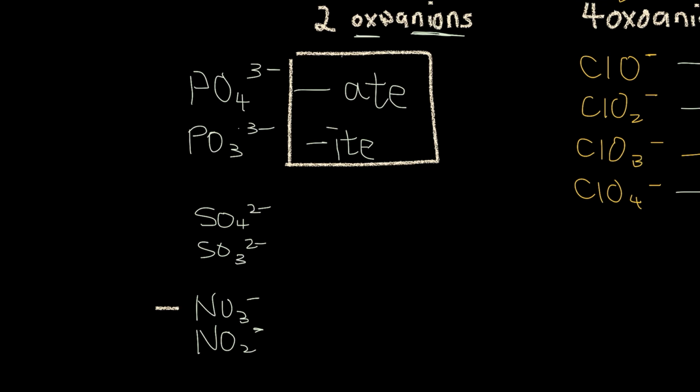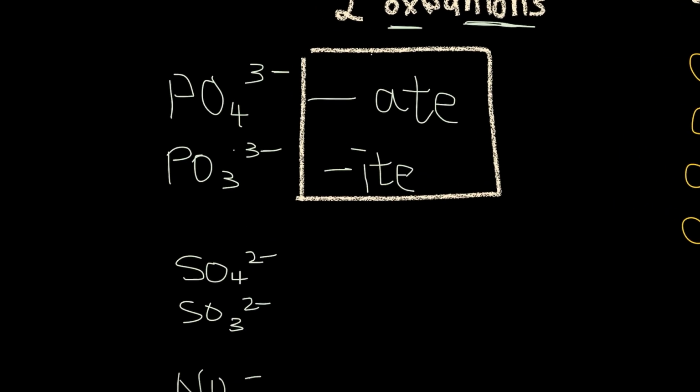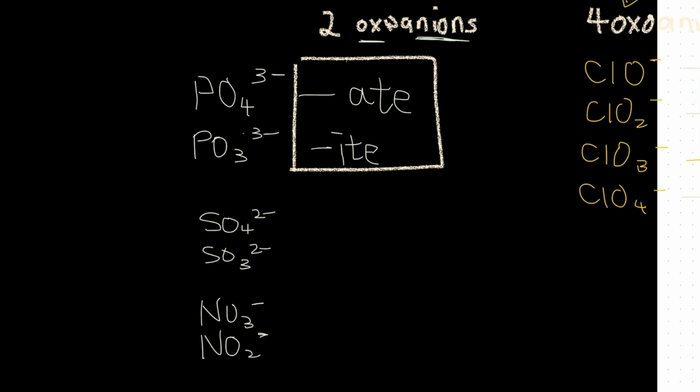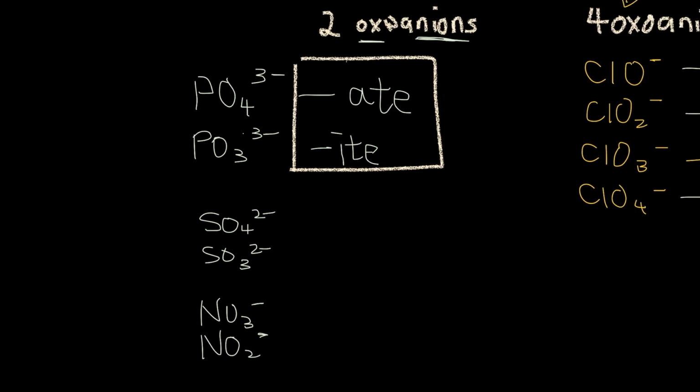That's one tip to help you remember it. The other tip when you write it out is the charge. You notice how the charge here remains constant. You've got this group of oxoanions. They have different oxygens, but they still have the same charge. That is a trend for the family of oxoanions.